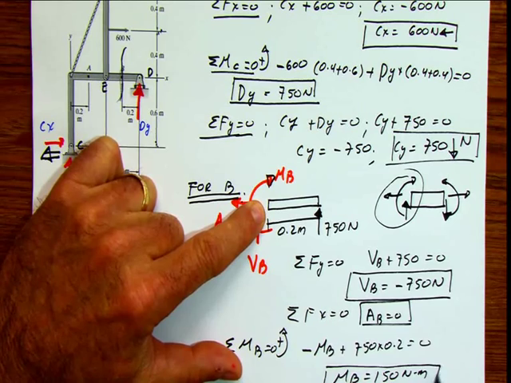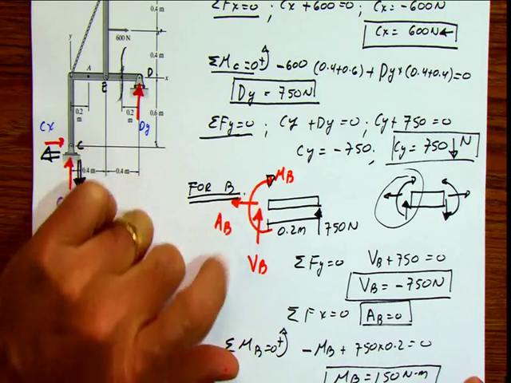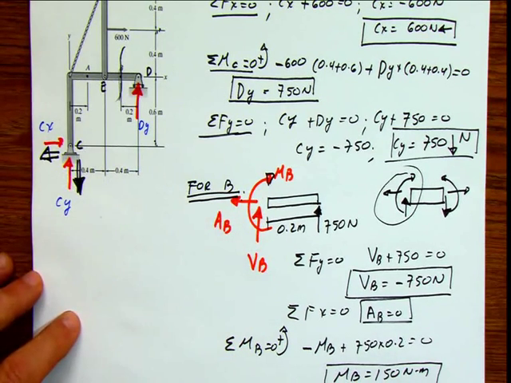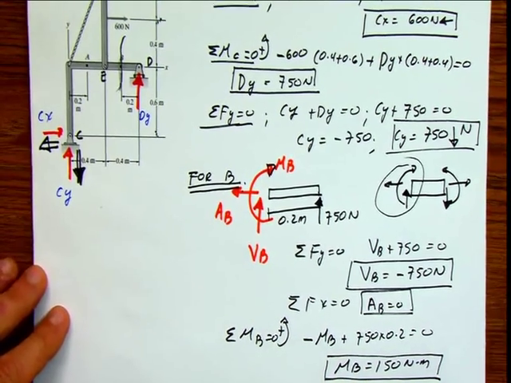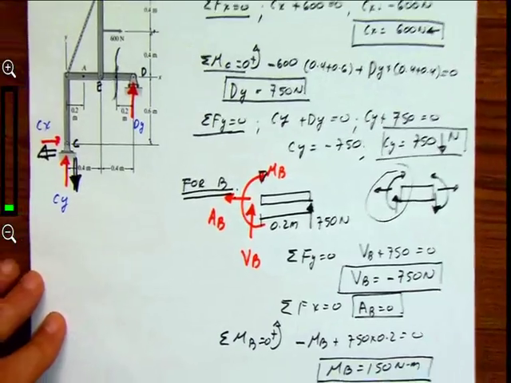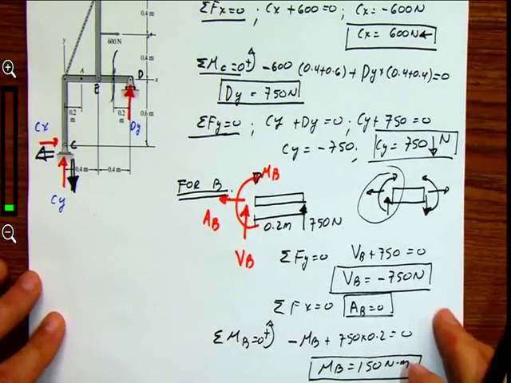Look how easy it is just to calculate the internal forces and moments at the point B. If this is a problem and the problem is scored half and half, well, we have half of the problem done.